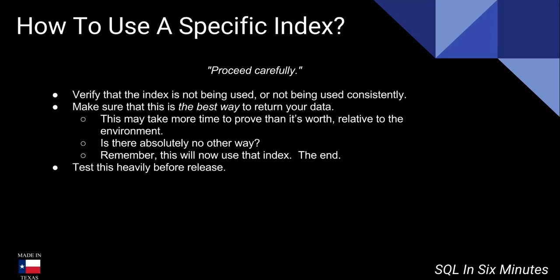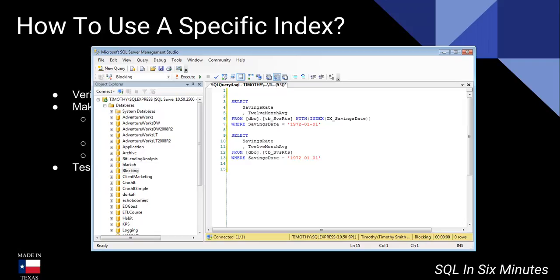Another good question to look at is: is there absolutely no other way that you can do this? For instance, can you update statistics? Can you defrag the index and see what happens? Because remember that if you're going to use a specific index hint, it's going to now use that index, even if the query shouldn't be using that index. So now it's stuck using that, okay? And then test this heavily before a release. I didn't put this on there, but you definitely want to document this.